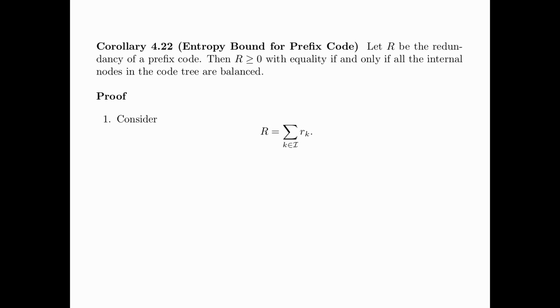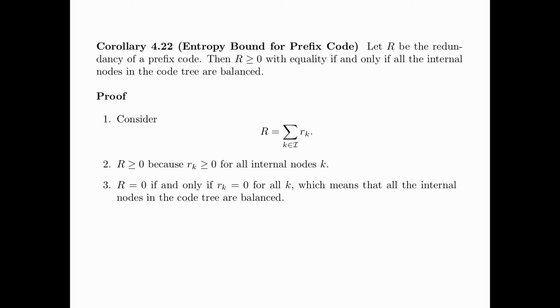Consider R, the redundancy of the prefix code, equals summation Rk for all internal nodes k. Since all local redundancies Rk are non-negative, R is also non-negative. In particular, R is equal to 0, that is, the entropy bound is tight, if and only if Rk is equal to 0 for all internal nodes k, which means that all the internal nodes in the code tree are balanced. This proves the corollary.